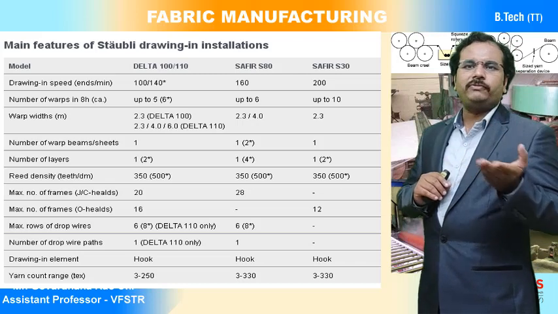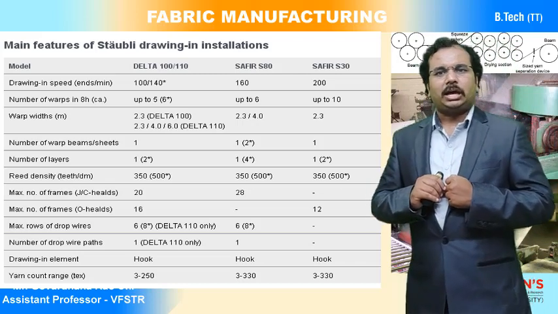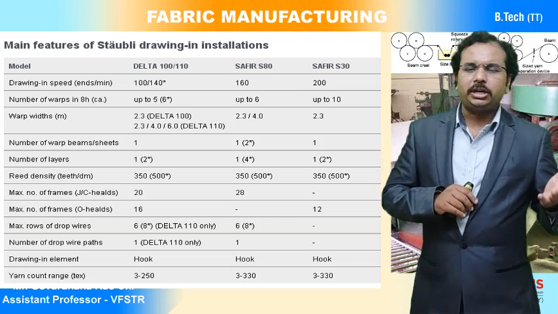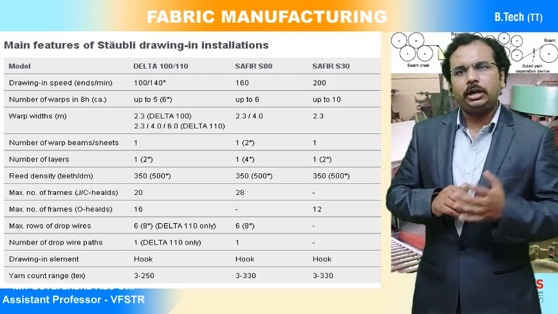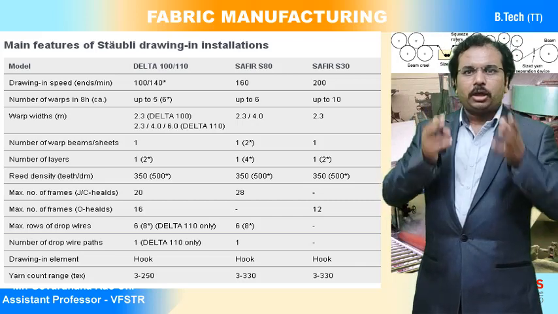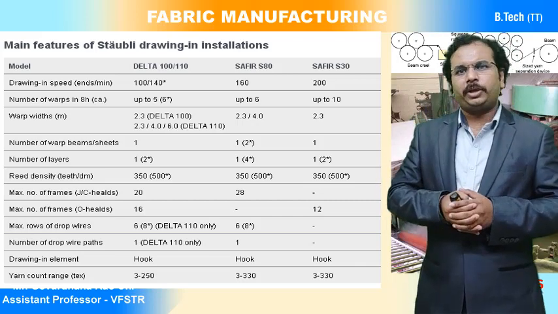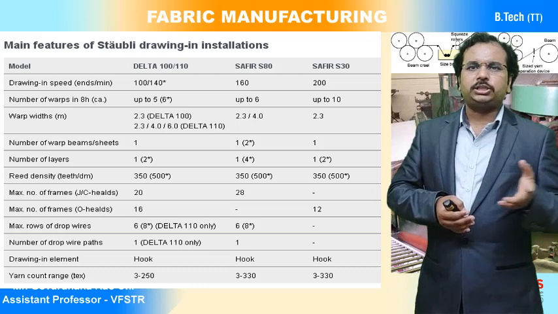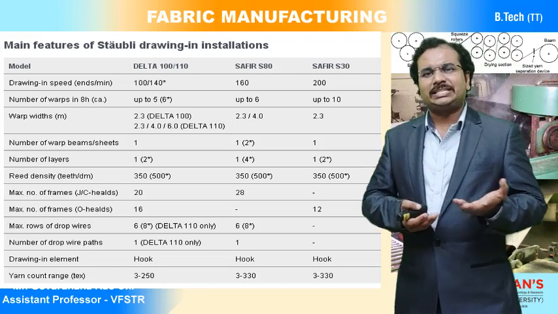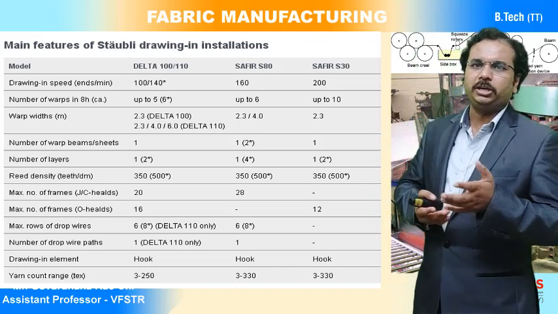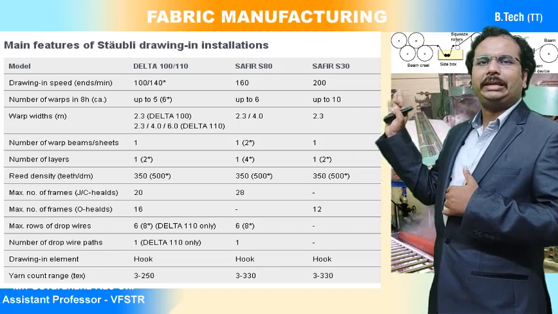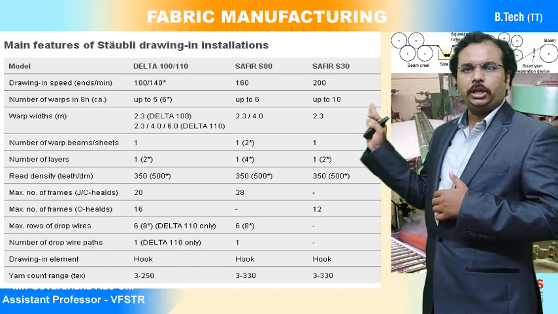You can assume that if the beam has 10,000 ends and per 1 minute it is drawing 100 ends, then you can find out that 1000 ends take how many minutes? 10 minutes. 6000 ends? 60 minutes, 1 hour. 7000 ends? 70 minutes. So 1 hour 10 minutes of time. So directly you can calculate how much time it is going to take for the drawing-in process.